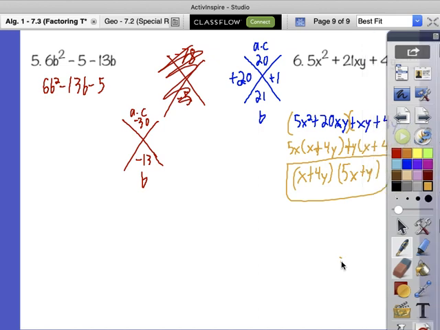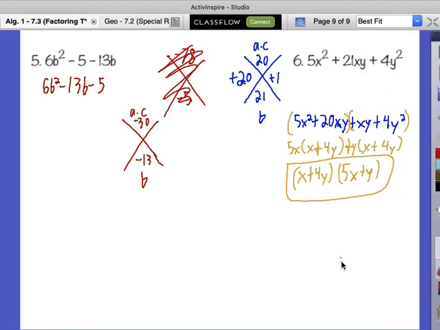Okay. Now, guys, on your homework, I'm really going to encourage you to make sure it's in standard form and to look for a GCF before we progress too far.